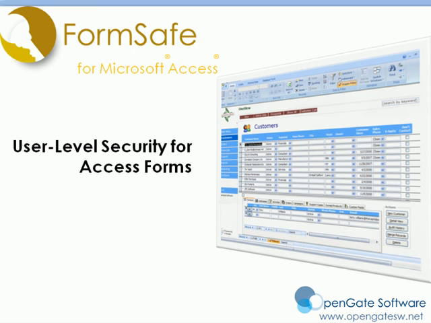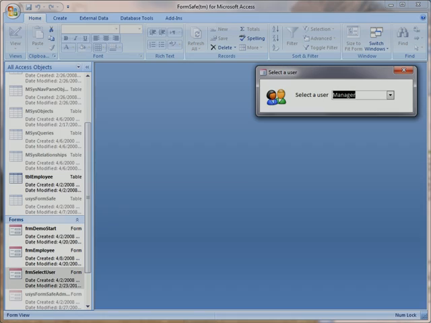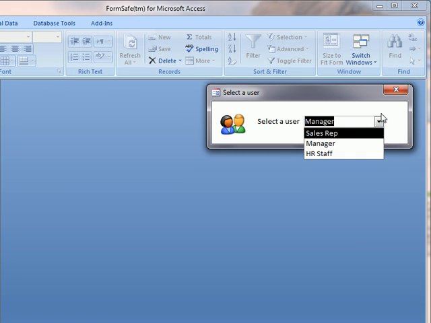FormSafe for Microsoft Access is an incredibly easy solution to put into your own database to secure down fields and buttons in a form at the user level. In this demonstration, let's look at 3 different user examples. For simplicity, we've got a way to toggle between 3 different users.